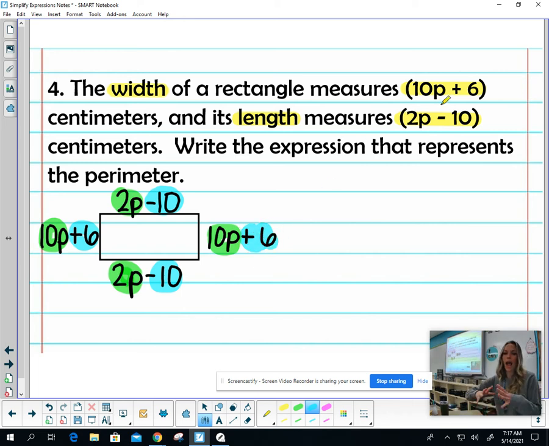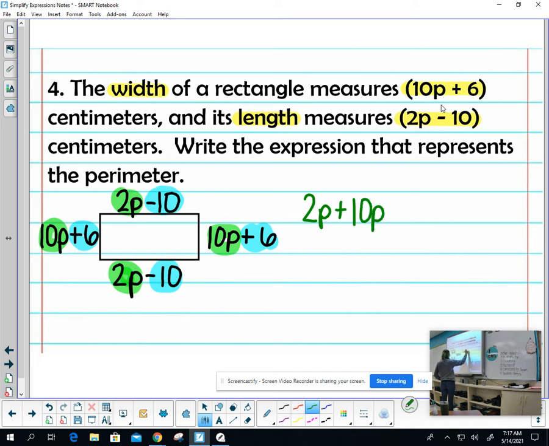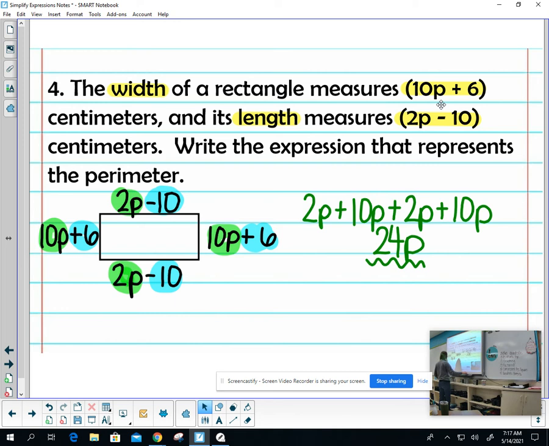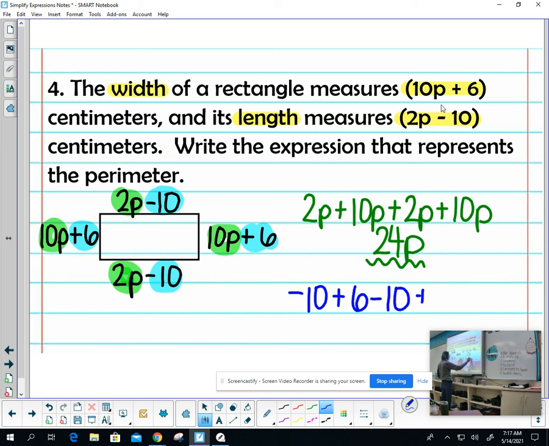Just to make sense of this, I am going to write this out. So I have 2p plus 10p plus 2p plus 10p. I'm going to simplify those first. Well, 2 plus 10 is 12. 12 plus 2 is 14. 14 plus 10 is 24p. Okay, I like that. Then I'm going to switch gears and say, okay, negative 10 plus 6 minus 10 plus 6.